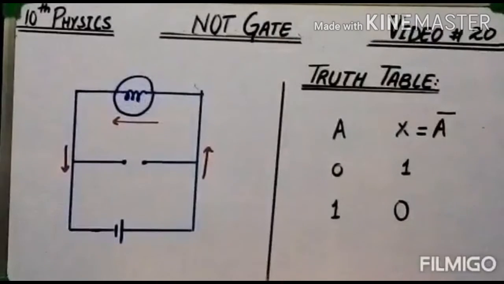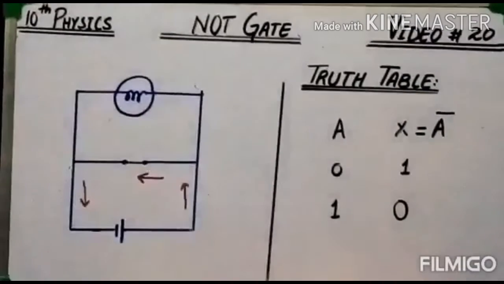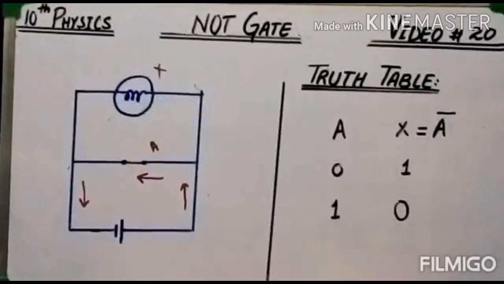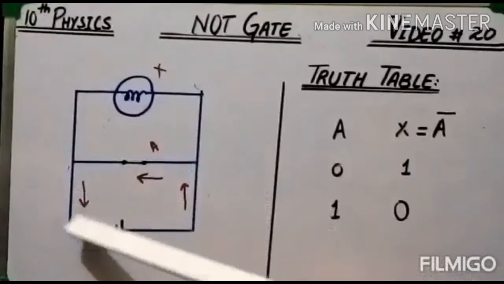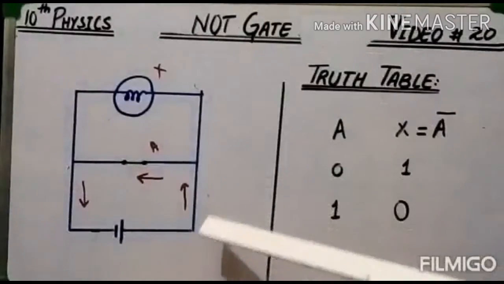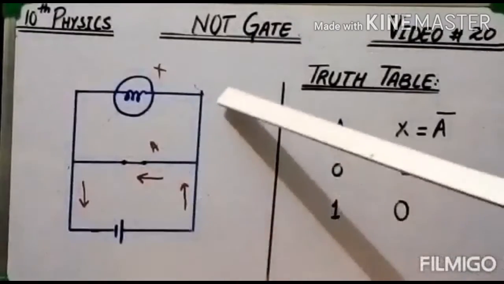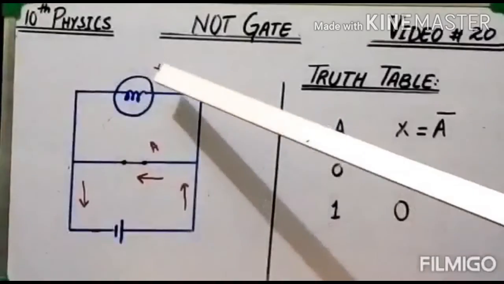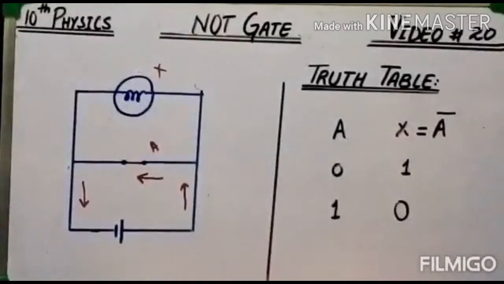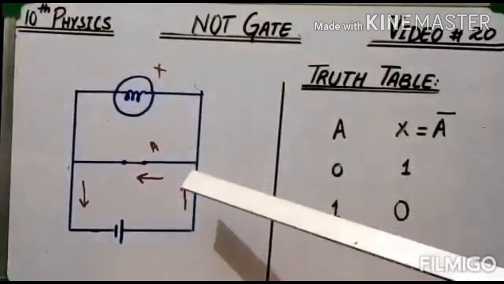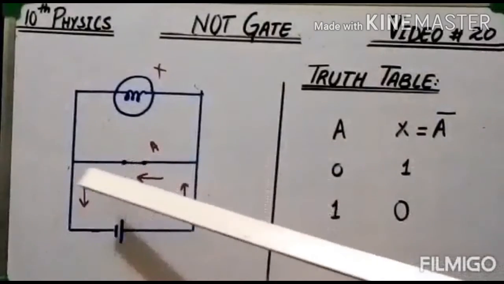Now let us come to the second situation. Now I have turned on the switch, or I have closed the switch A. Now here you can see that this is the complete path. Now when the current comes to this point, there are two options. Either it goes here or it goes through the bulb. Now the bulb path is the difficult one because it will show more resistance as compared to this easy path. This is a zero resistance path.